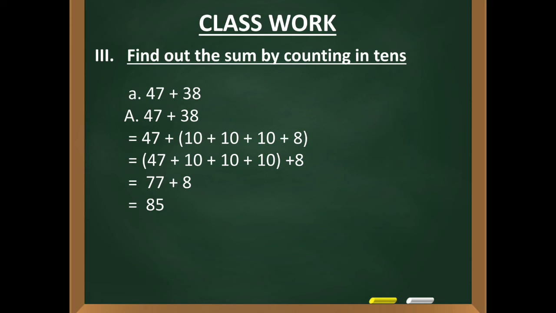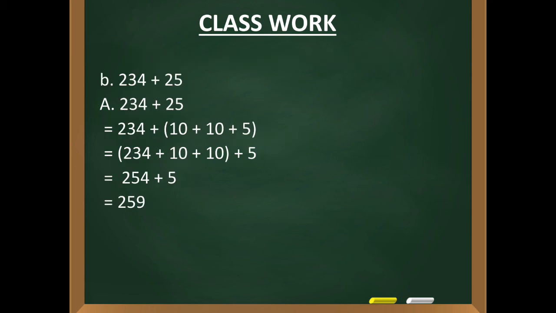Now 47, count in tens. 47 plus 10 is 57, 57 plus 10 is 67, 67 plus 10 is 77. Then add the remaining number, that is 8. So 77 count forward 8 times, that is 77, 78, 79, 80, 81, 82, 83, 84 and 85. So the answer is 85. 47 plus 38 is equal to 85.